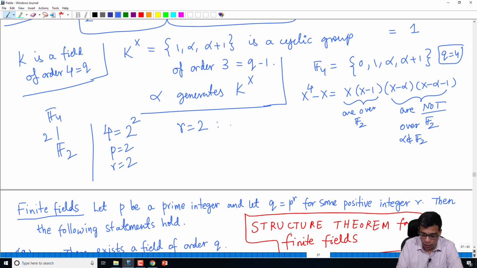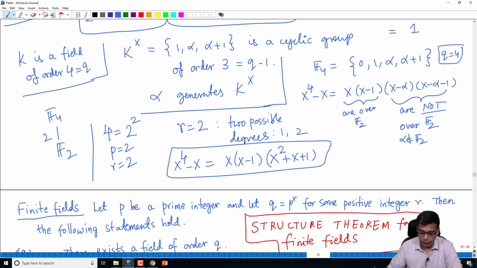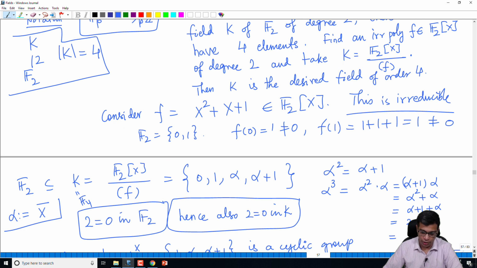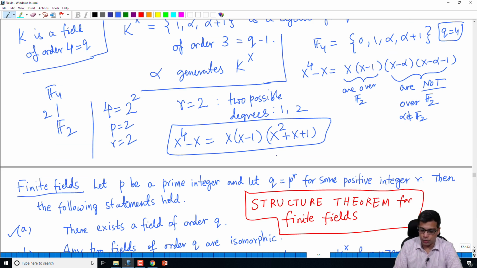There are 2 possible degrees. So what are the numbers that divide 2? 1 and 2. So x power 4 minus x can be written as x, which is the degree 1 term, another degree 1 term x minus 1, and actually you have to multiply these by x squared plus x plus 1, which we know is irreducible. In fact, we went modulo that polynomial. f was x squared plus x plus 1.